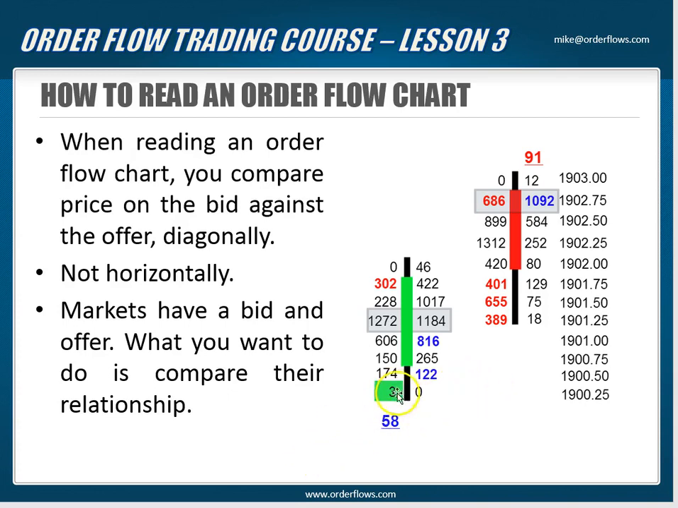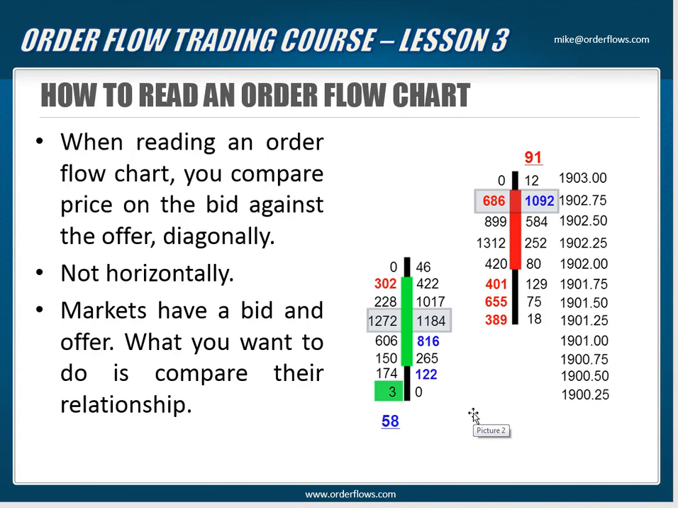And understand you're looking at price horizontally, not diagonally. The only time you're looking at price diagonally is when you're looking at the point of control, which is this box. But, we'll talk about that later. But what's important is you're comparing price, what's on the bid versus what's traded on the offer. Why is that important? It's because the market doesn't trade at one price. There's a bid, there's an offer. So someone's going to sell into the bid or they're going to buy the offer. And that's what you want to see.